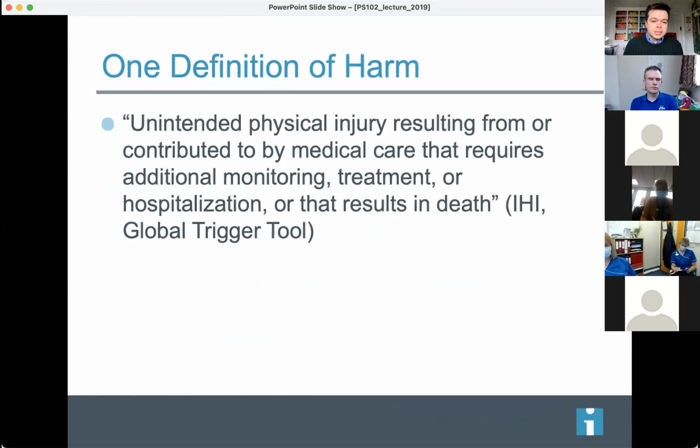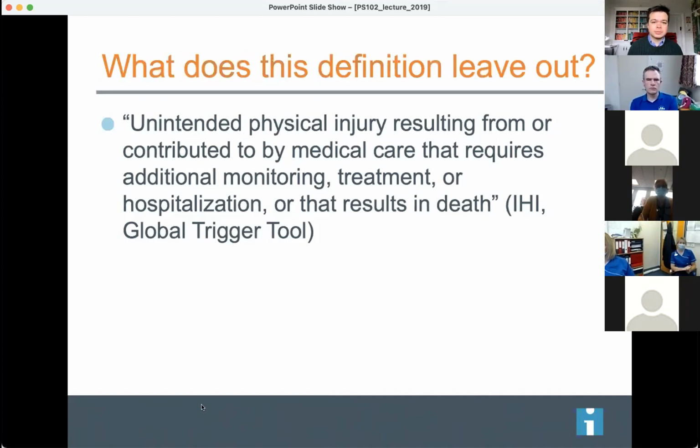So this is one definition of harm. It is the unintended physical injury resulting from or contributed to by medical care that requires additional monitoring, treatment, or hospitalization, or that results in death. So what does this definition leave out? Maybe if you could put a few suggestions in the chat.